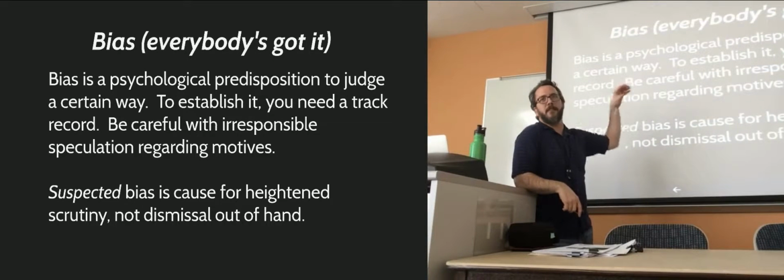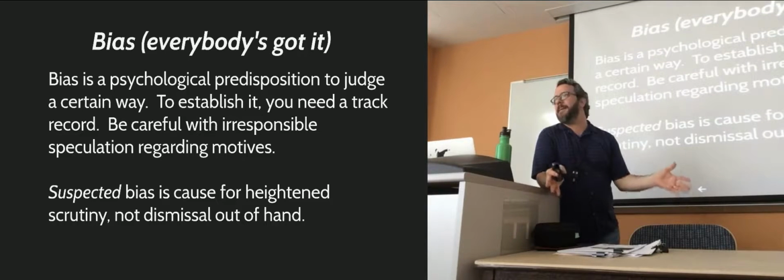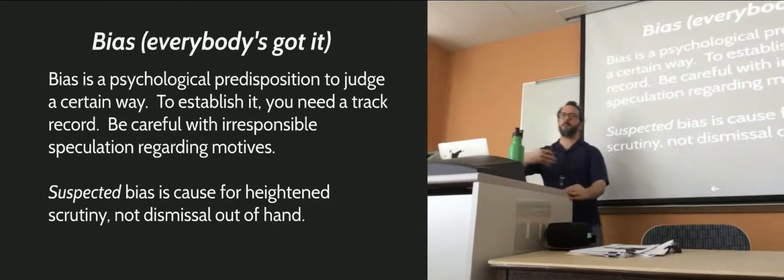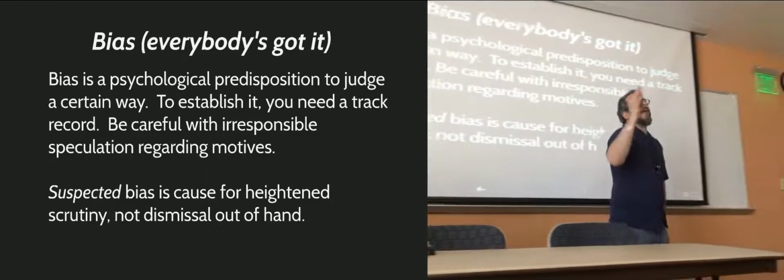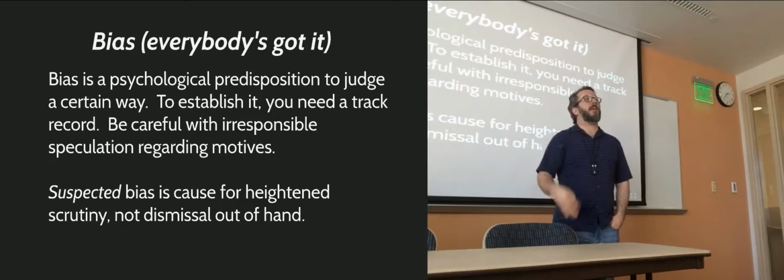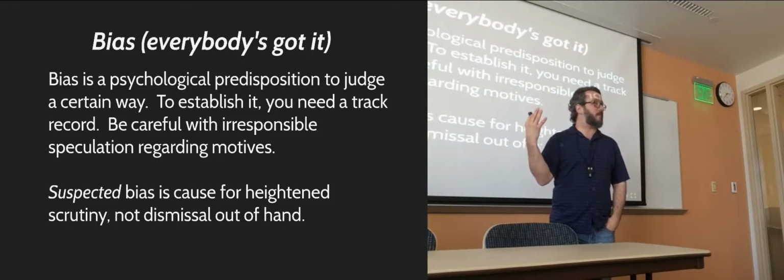Last but not least, bias. And Amy mentioned this at our last meeting. First thing about bias, everybody's got it. It can't be avoided. Bias is really just your perspective. It's a predisposition to judge things in a certain way rather than in another way. We have tons of biases that are incredibly helpful, and they enable us to navigate the world without getting killed.